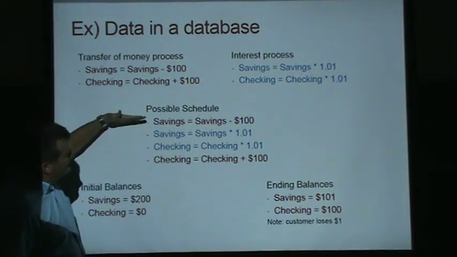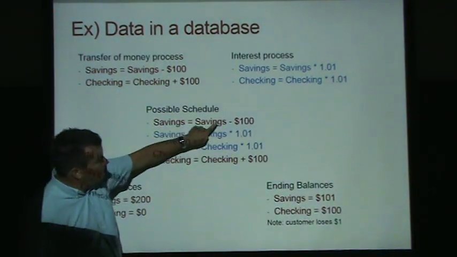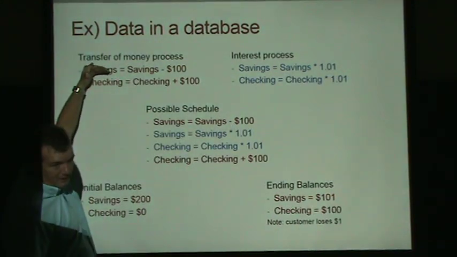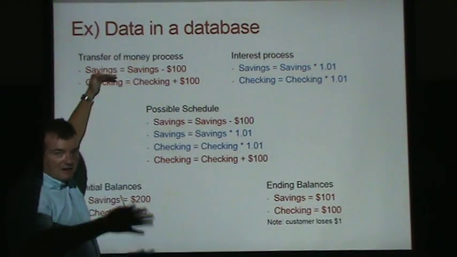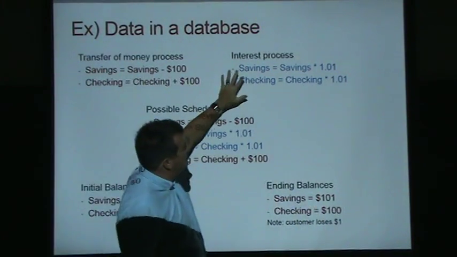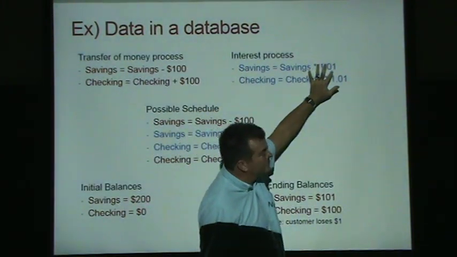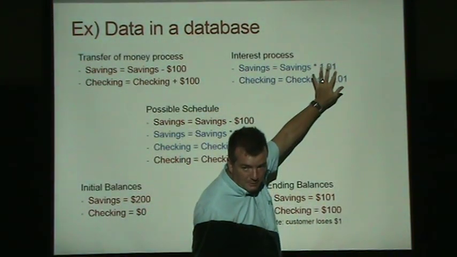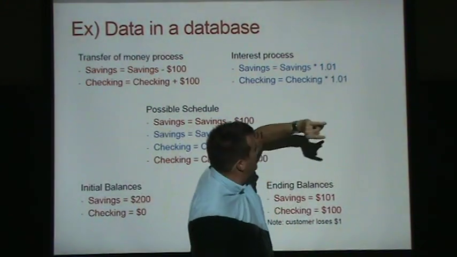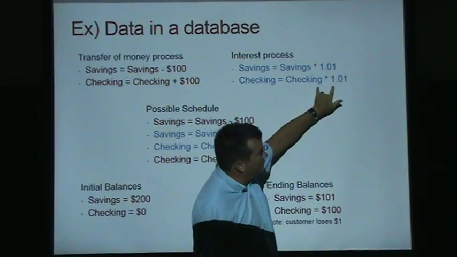So it could be savings equals savings minus 100, which is your first line. Then your process timed out. Then your savings equals, you get interest compounded to it. Okay, then your checking account gets interest added to it.